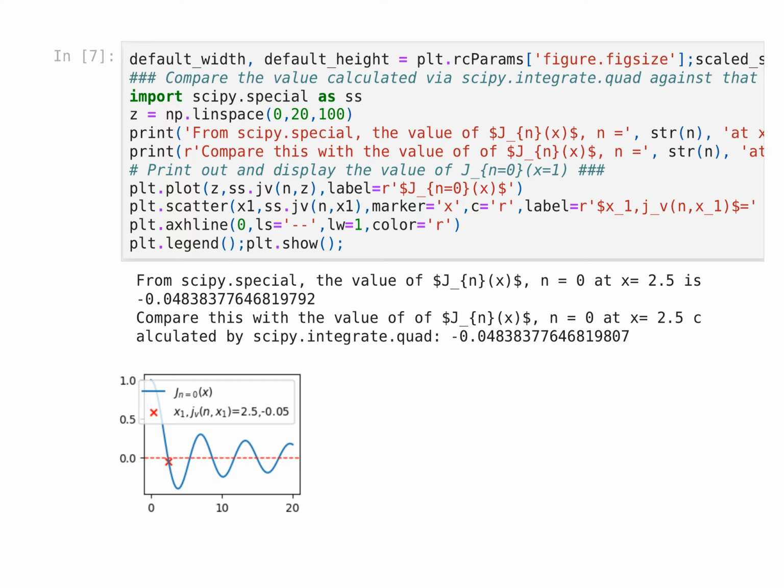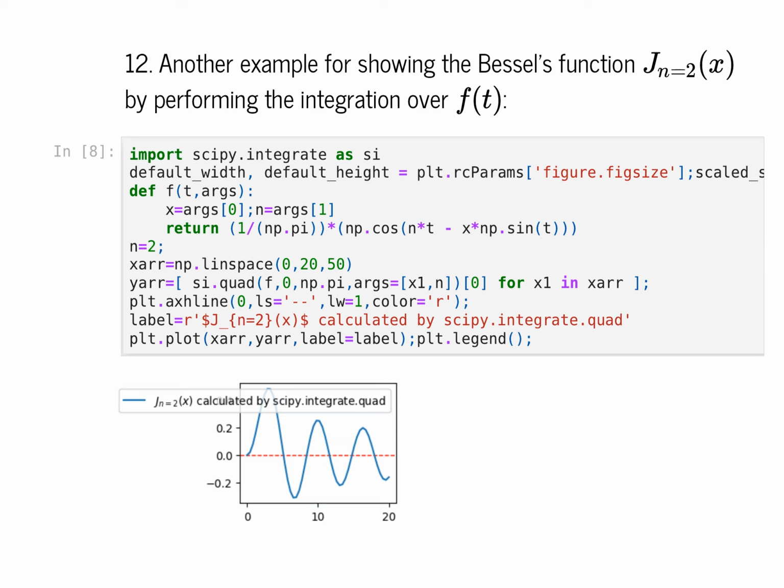Furthermore, the code generates a plot of the J_0(x) curve using ss.jv over a range of x values from 0 to 20. On this curve, it specifically marks the point corresponding to x1 equals 2.5 and the value ss.jv(n, x1) with a red X and a label, providing a visual confirmation that our calculated point lies correctly on the true Bessel function curve.